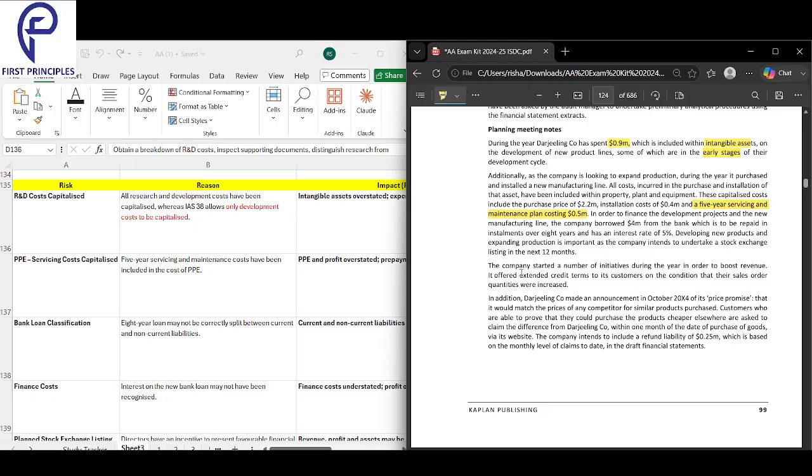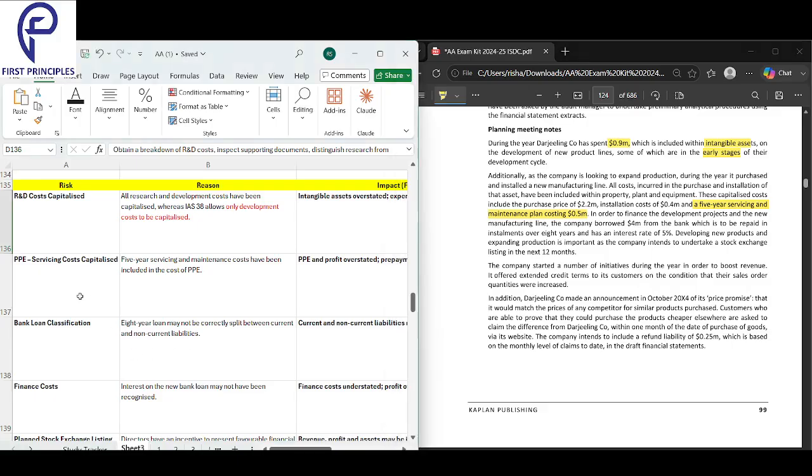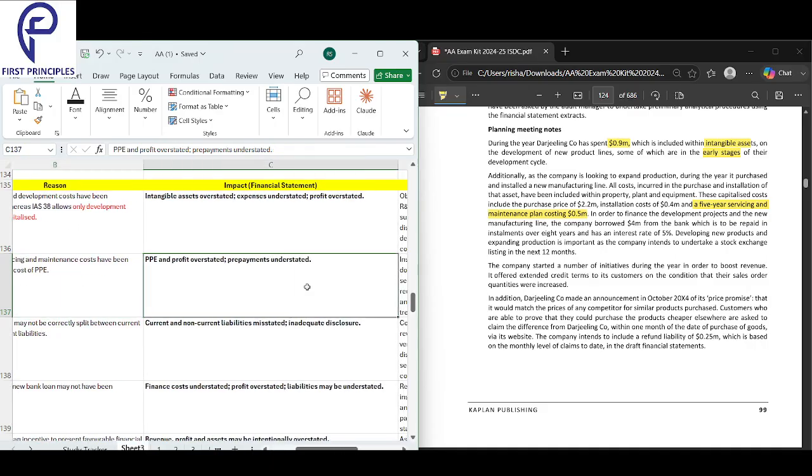So what is the risk over here? Why did you add the maintenance cost? Maintenance cost you should not add. So here what happened is maintenance costs have been included in the cost of PPE. That is why this is a risk. What will happen as a result? Your PPE and profit will be overstated. Your prepayments will be understated.